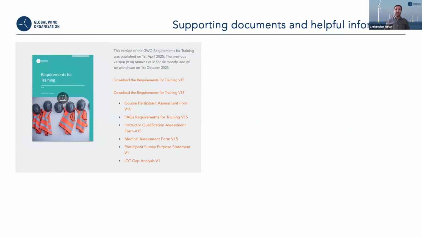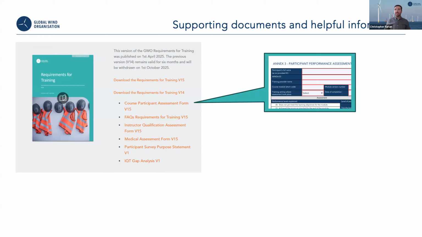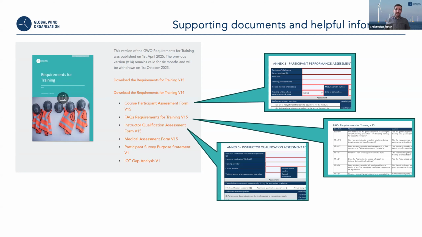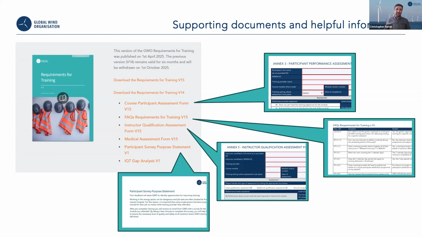When you go into the page for the requirements for training, you will be able to again see a list of documents. Here you'll see the participant performance assessment form as a writable PDF that can be separately downloaded, so you don't have to try and get it out of the document itself. Again, you'll find frequently asked questions linked to the clauses in those requirements. You'll find the instructor qualification assessment form as a downloadable PDF. You'll also find a medical assessment form. The purpose statement, which was mentioned before in relation to the participant feedback, is also found here.